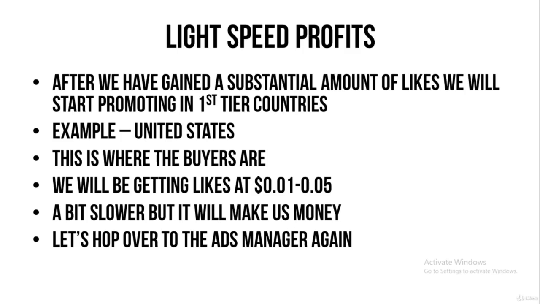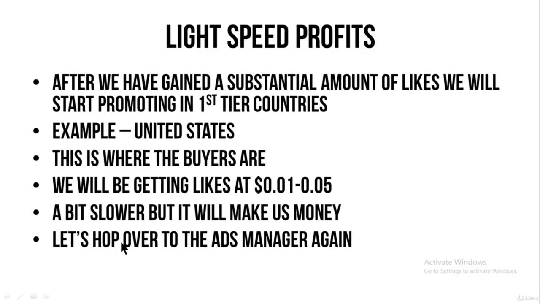You have to do this after you have gained social proof, because I have tried doing this before actually getting social proof, and I was getting likes at around 10 to 15 cents. After I did the social proof thing and gained a substantial amount of likes with the cheap countries, I started at 1 cent to 5 cents max targeting the United States. It will give you likes a bit slower, but it will make you money.